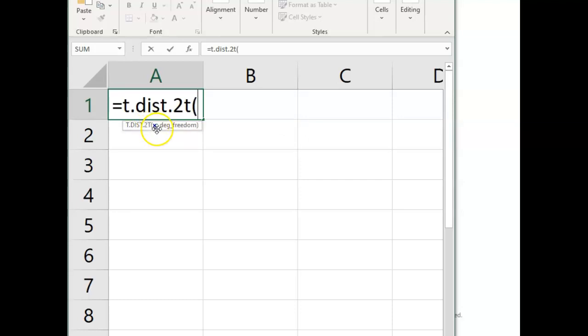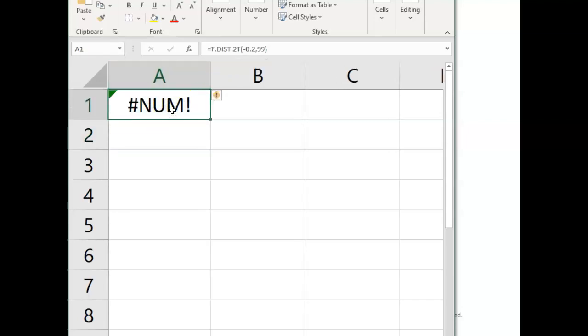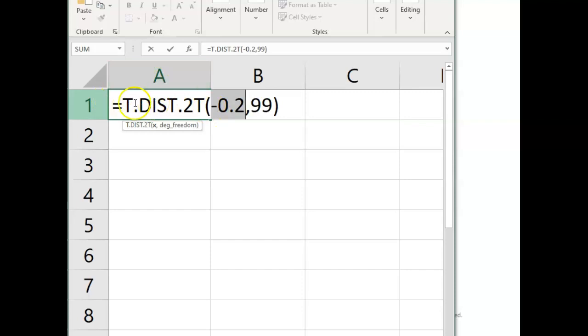And the first argument we need is what our test statistic is. Now, let's say your test statistic was negative 0.2, and then the degrees of freedom, 99. When we type that in, we're getting this error. And this is a cause of confusion and errors on this project. The error is coming up because this has to be a positive number. Your test statistic needs to be positive. That's just the way Excel has it set up for this two-tailed formula.